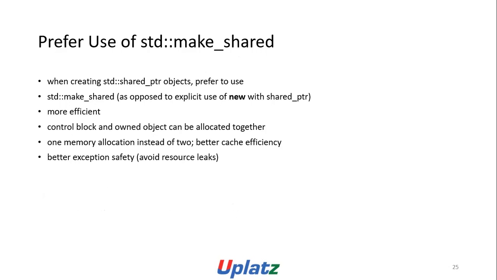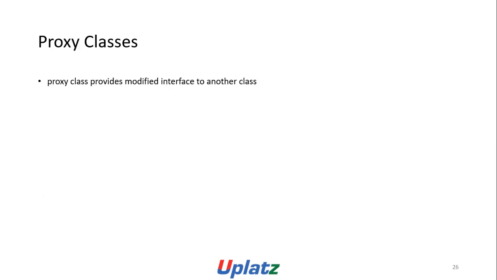Prefer use of std::make_shared when creating std::shared_ptr objects. Prefer to use std::make_shared as opposed to explicit use of new, which makes shared_ptr more efficient. The control block and owned object can be allocated together: one memory allocation instead of two. Better cache efficiency, better exception safety, avoid resource leaks.